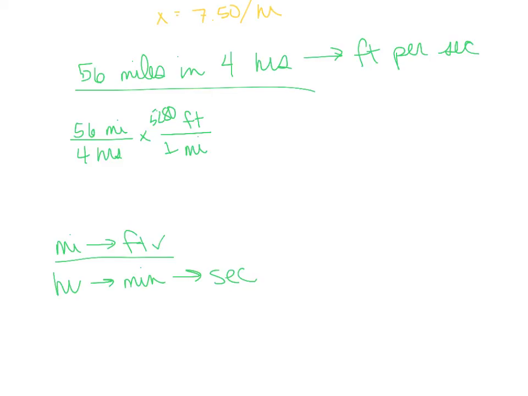The next thing we're going to do is change hours to minutes. So we need to cancel the hours, so it's got to go in the opposite place. And there are 60 minutes in 1 hour. And then we have to go from minutes to seconds. So we want to get rid of the minutes, so it has to go in the opposite place to seconds. And there are 60 seconds in 1 minute. That wasn't that long, I guess.